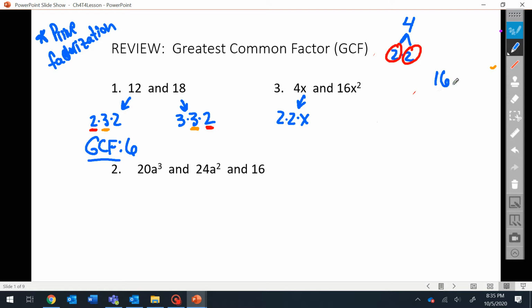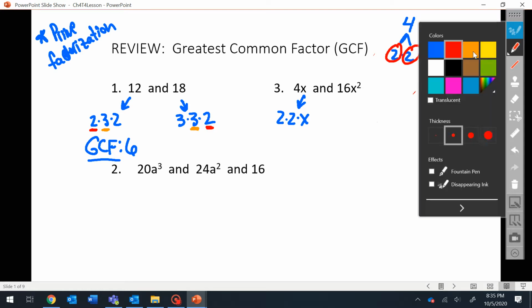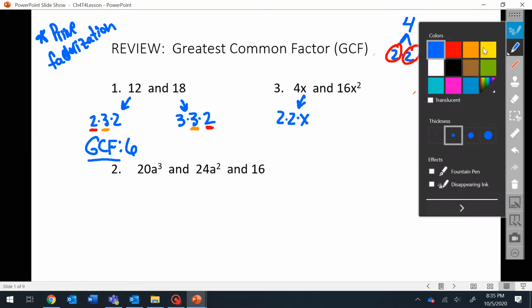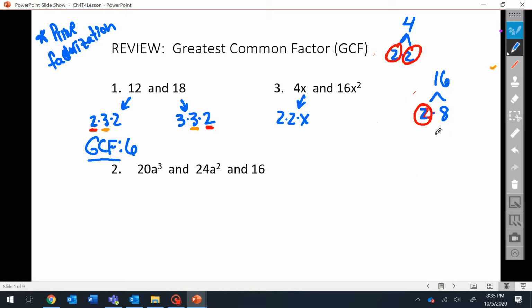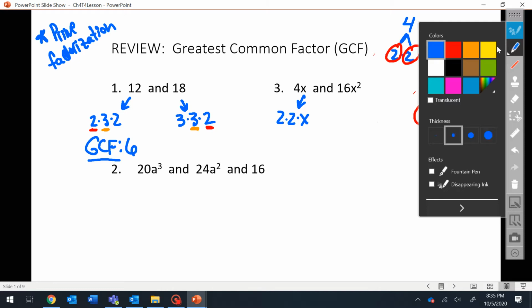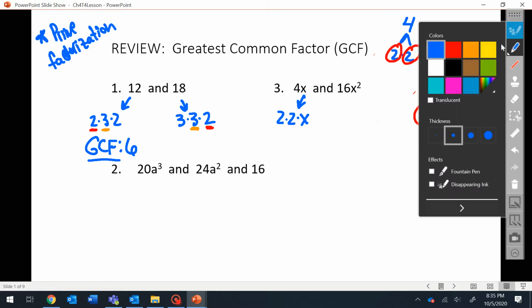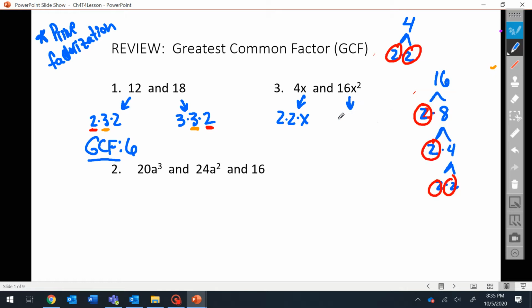Alright, let's break down 16. 16 breaks down into 2 times 8. And 2 doesn't break down anymore, so I'll circle that. 8 breaks down into 2 times 4. And this 2 doesn't break down anymore either. And then 4 breaks down into 2 times 2, and neither of those 2's break down at all. So I've got 4 2's. If you multiply 4 2's together, you get 16. So 2 times 2 times 2 times 2.